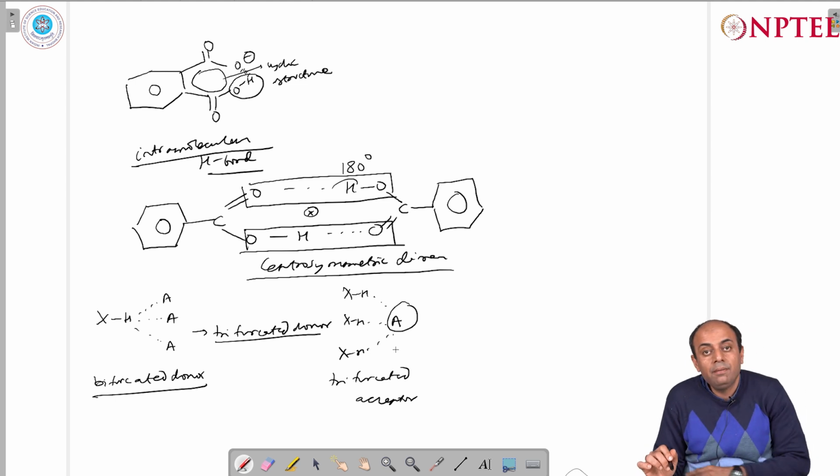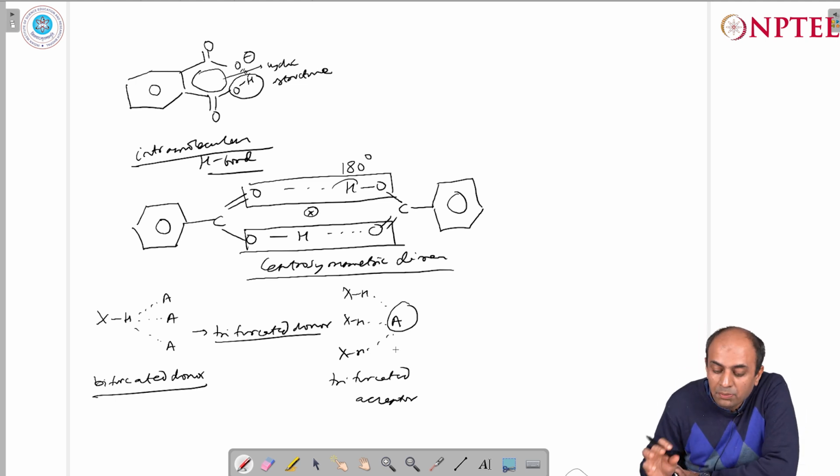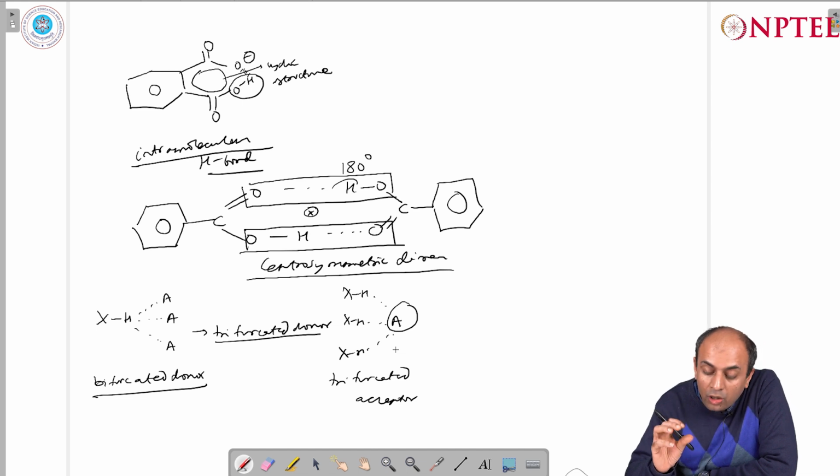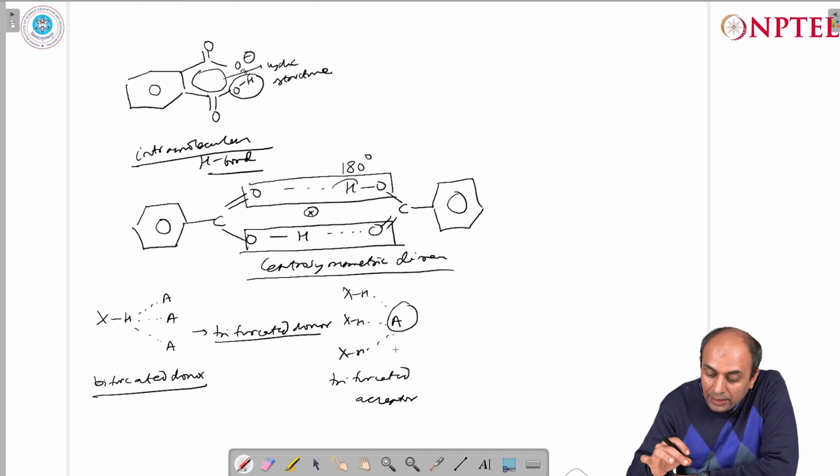The next thing which is very important in supramolecular chemistry, about which I would like to give a brief introduction, is that there are different techniques which are used to detect non-covalent interactions, which are used to detect the occurrence of these hydrogen bonds. And in this regard, one particular technique which is very sensitive is IR spectroscopy.